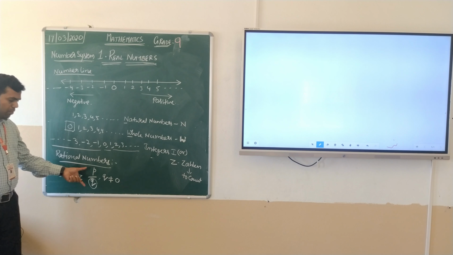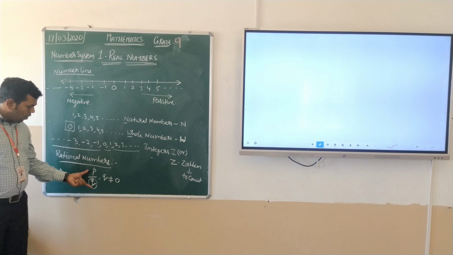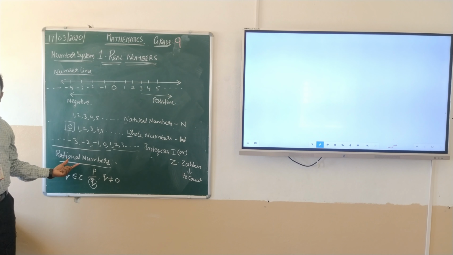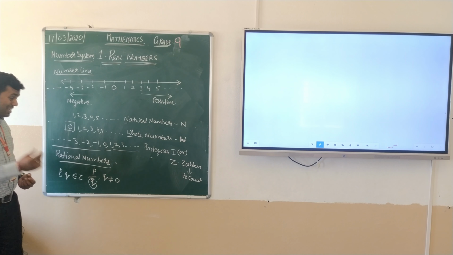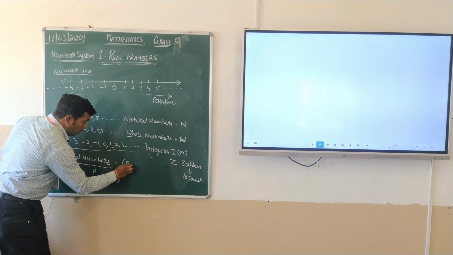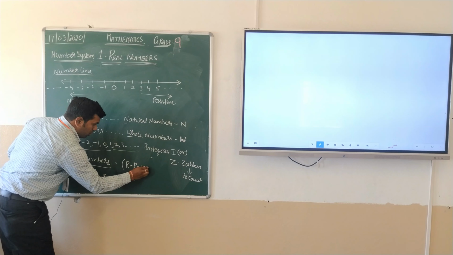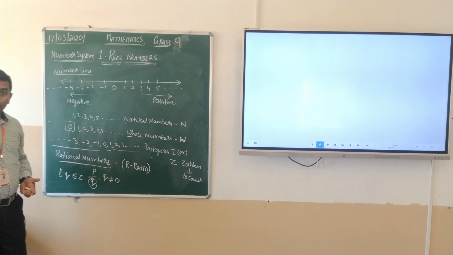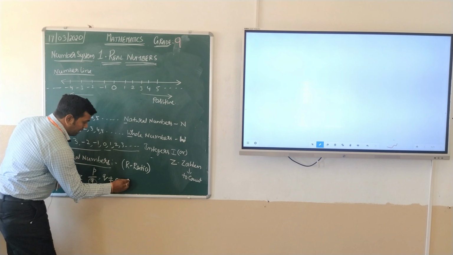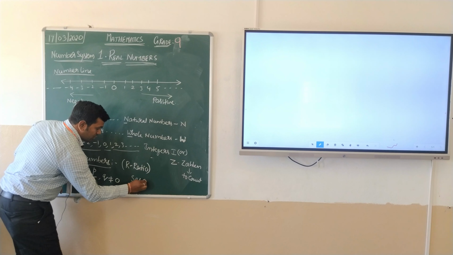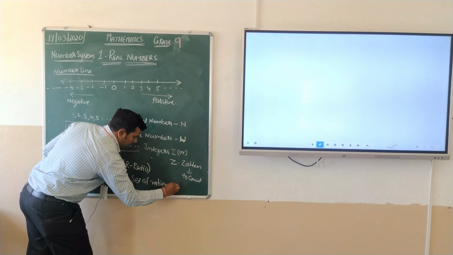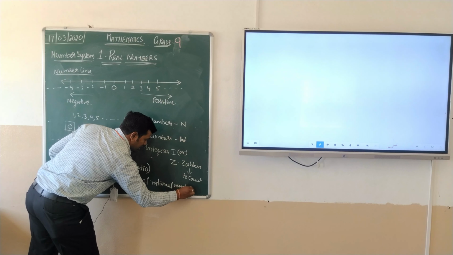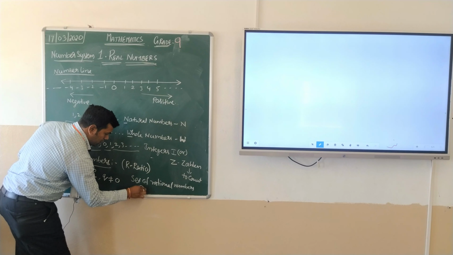So all the numbers which are written in the form of p by q, what do we call them? Rational numbers. And generally the word rational, R stands for ratio. That's the reason for p by q. Generally, the set of rational numbers is denoted by Q.